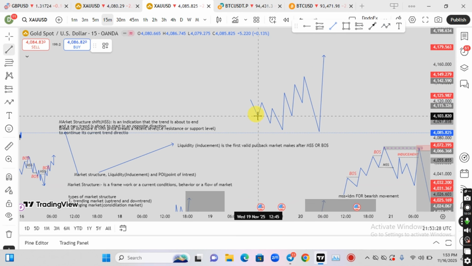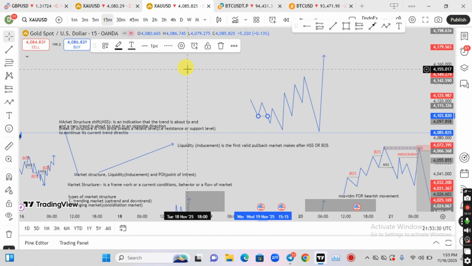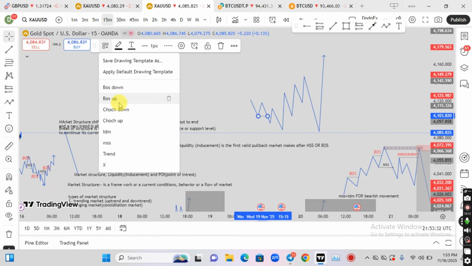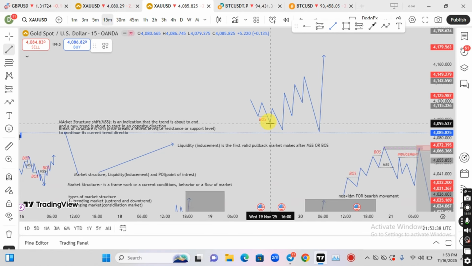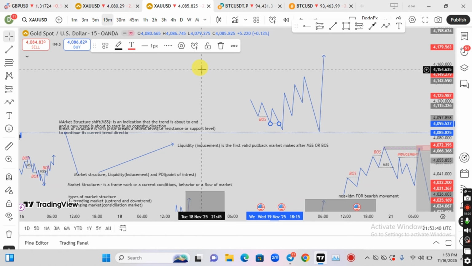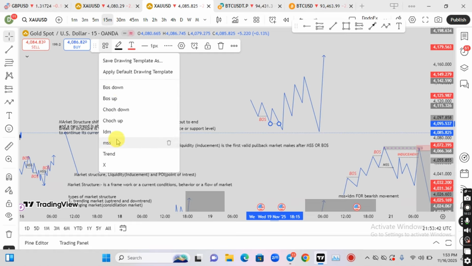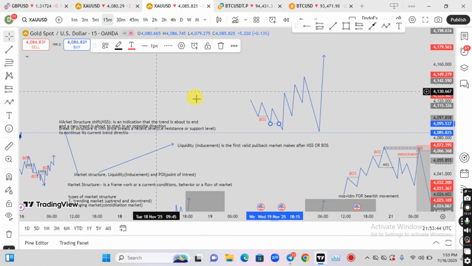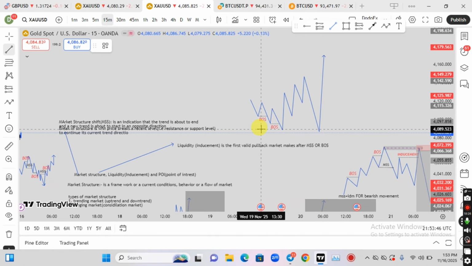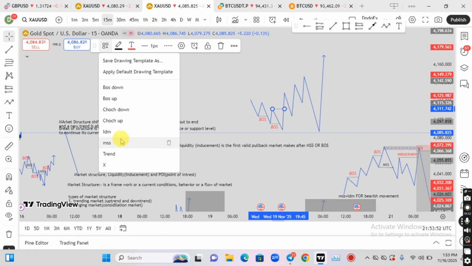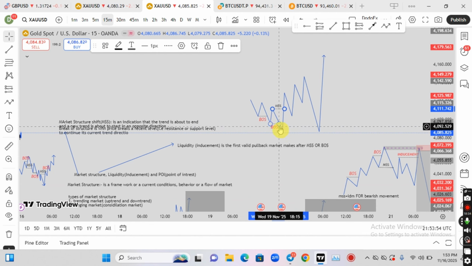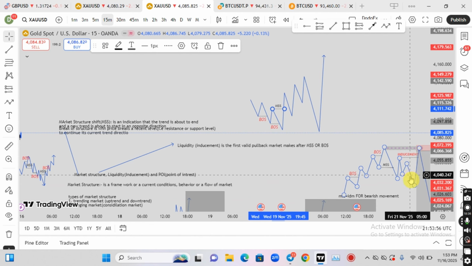What did you notice here? We are having BOS here, break of structure. Let me look for the downside here. The descent zone here is BOS. I don't want to take much of my time here. BOS. Right? So here is our what? MSS. Here is our MSS, market structure shift. We just finished the selling part.